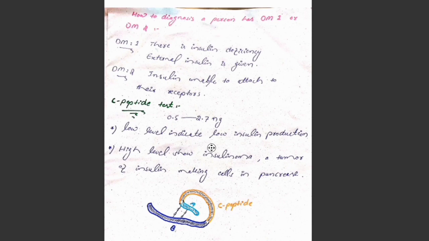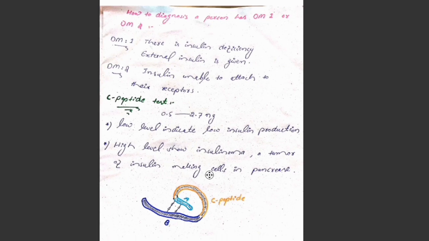And suppose a person has a high C-peptide value, above 2.7 nanogram per ml, so it indicates that the person has insulinoma. Actually, it is a tumor of insulin-making cells in the pancreas. So in insulinoma, there is high production of insulin, because the C-peptide value is above 2.7 nanogram per ml.